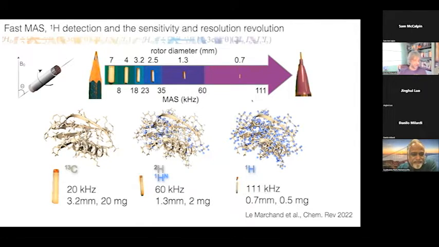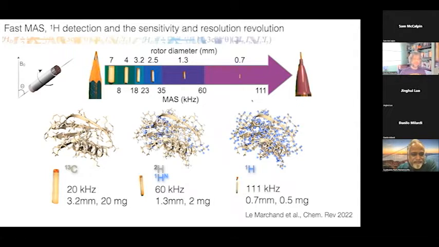So it's more than 100 kilohertz in a very small 0.7 millimeter rotor, which entails a reduction in the sample volume required for the NMR experiments, but also opens the possibility to study solid state spectra based on the detection of proton resonances. Protons are the most abundant in proteins and have the largest gyromagnetic ratio. So associated to that, there is a huge sensitivity gain.